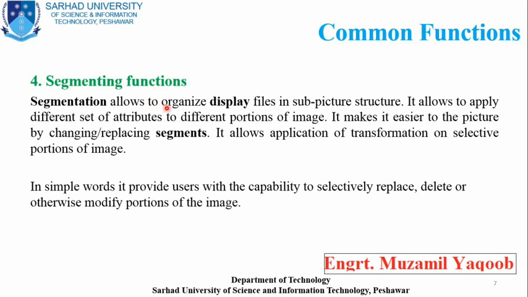So let's move towards the next one, which is the segmenting function. Segmenting functions allow us to organize display files in sub-picture structure. It allows applying different sets of attributes to different portions of an image. It makes it easier to modify a picture by changing or replacing a segment, and it allows application of transformation on a selected portion of an image. In simple words, it provides the user with the capability to selectively replace, delete, or otherwise modify a portion of an image. So this was about the segmenting function, which is the fourth common function of a graphic package.